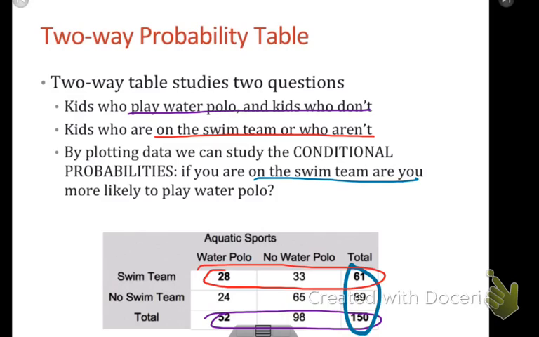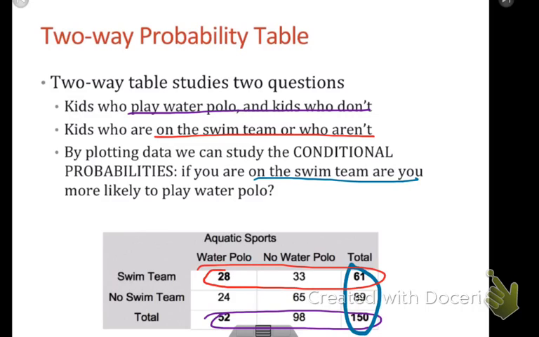Okay, and we're going to be looking at these kinds of data tables and figuring out, does it make a difference if you're on the swim team? Are you more likely to play water polo if you are swimming versus not swimming? And we will study those to try to understand these conditional probabilities and if they're dependent or independent. In other words, is there any kind of relationship between being on the swim team and playing water polo?